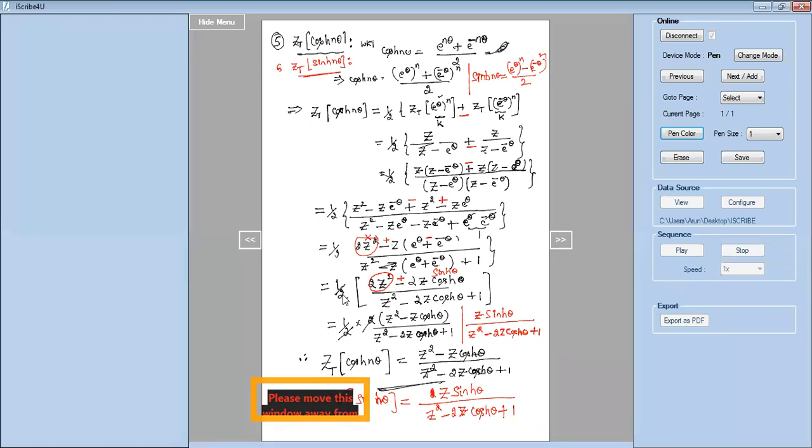This 2 cancels with outside. So I get z sinh theta. And the denominator will be as it is, same. So finally we get the z transform of sinh n theta is z sinh theta divided by z square minus 2z cosh theta plus 1. And this is the z transformation of cosh and sinh. So it is a similar way.